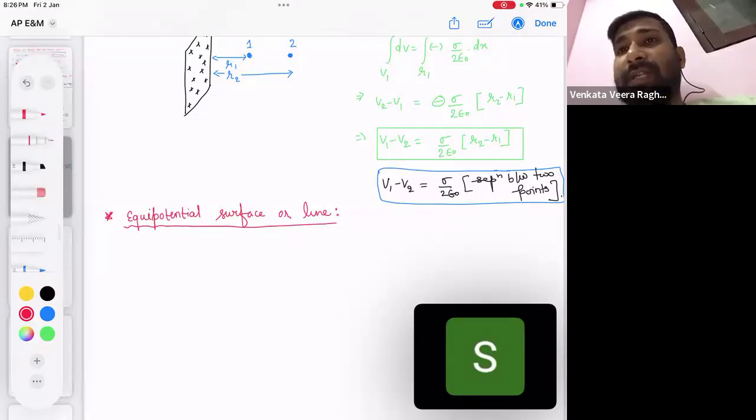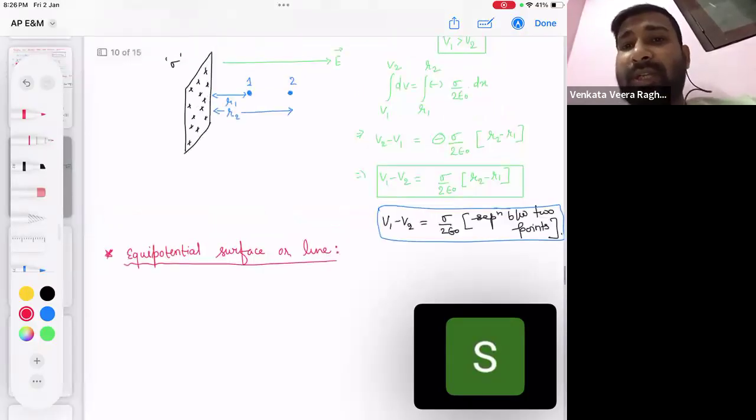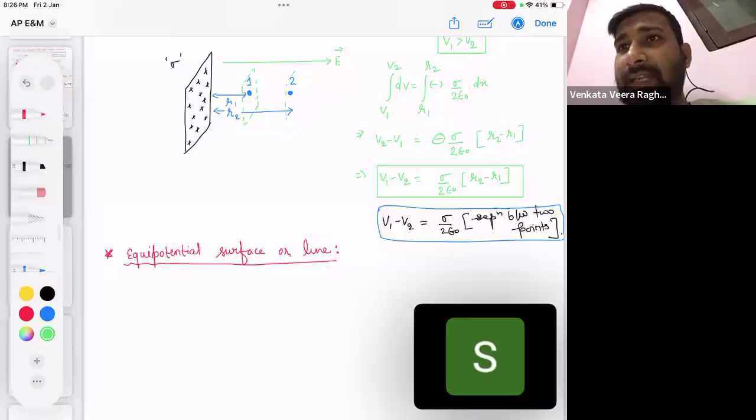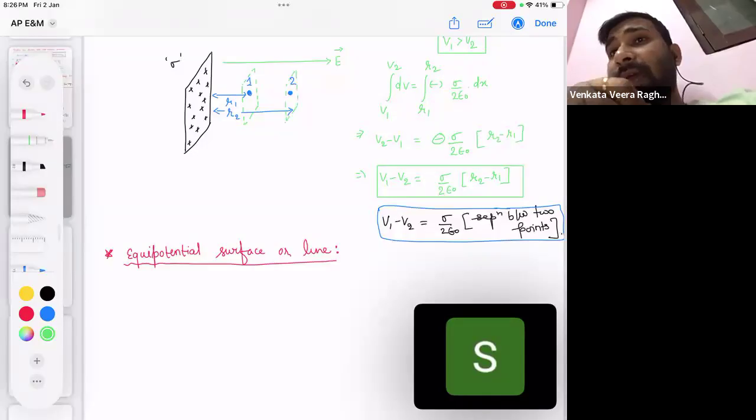Understood? So if I ask you to tell me an equipotential surface for this sheet, can I say that if I make a plane here, a plane parallel to the sheet, will have the same potential everywhere? Can I say that? Same way, if I draw a plane containing point number 2 and parallel to the sheet, will it have the same potential? Right. So that is the equipotential surface. Same thing here.